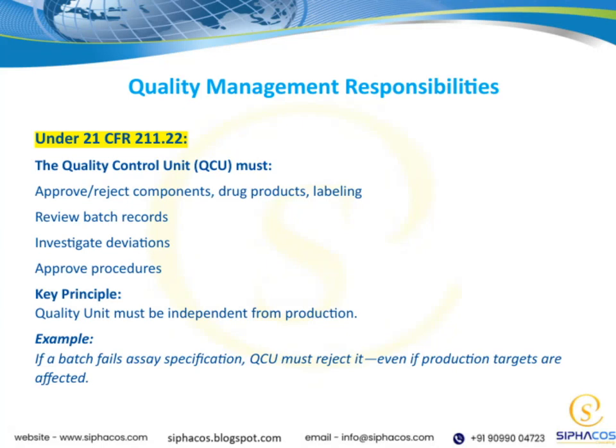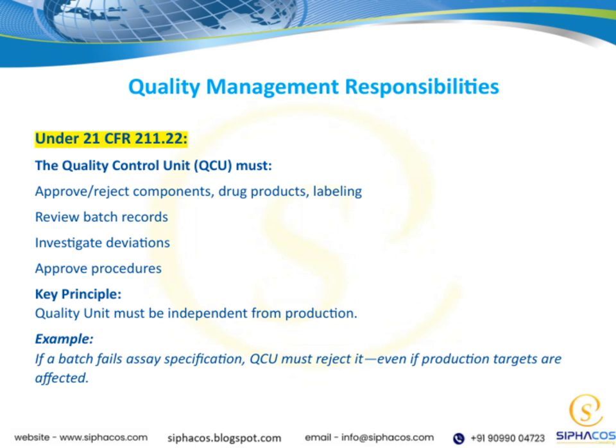Let's talk about the responsibilities outlined under 21 CFR 211.22 for the Quality Control Unit, or QCU. Essentially, the QCU is tasked with approving or rejecting components, drug products, and labeling. They also review batch records to ensure everything was documented correctly. If there are any deviations during production, it's the QCU's role to investigate those issues thoroughly. Additionally, they approve procedures to make sure all processes meet quality standards.